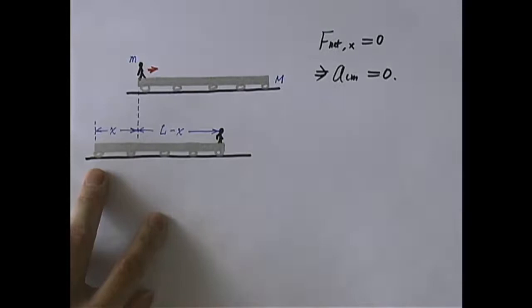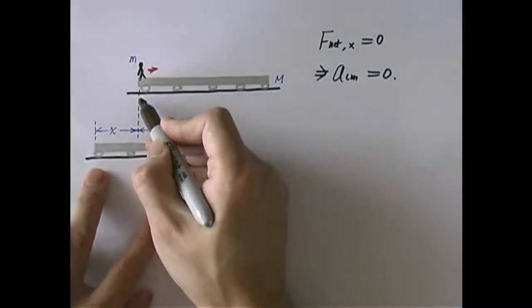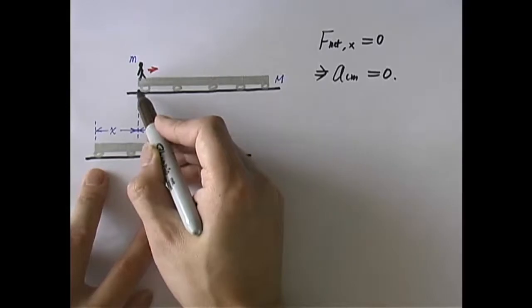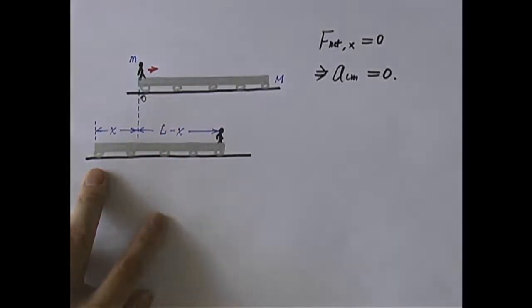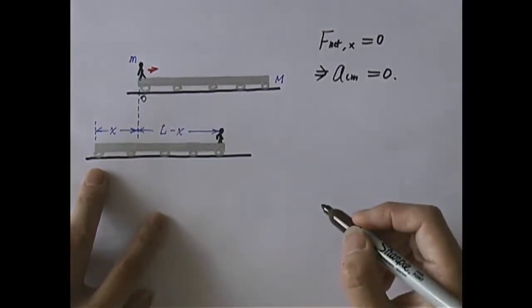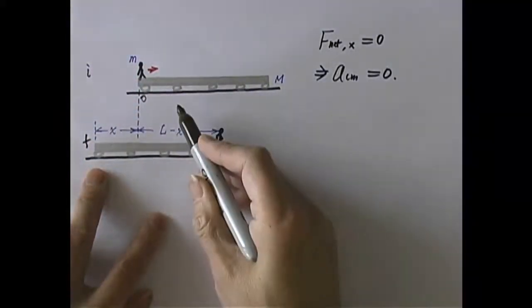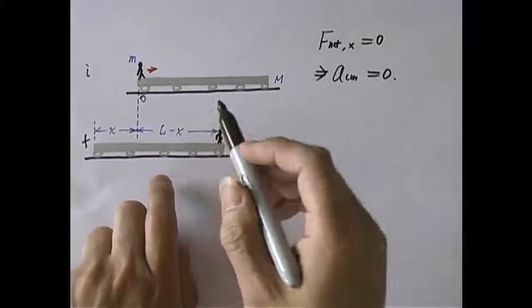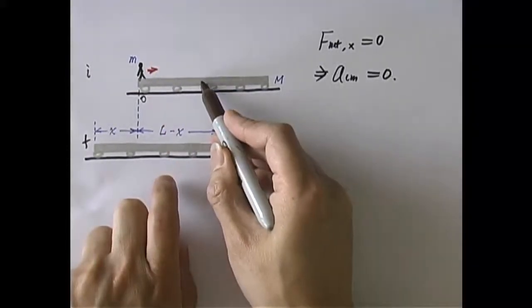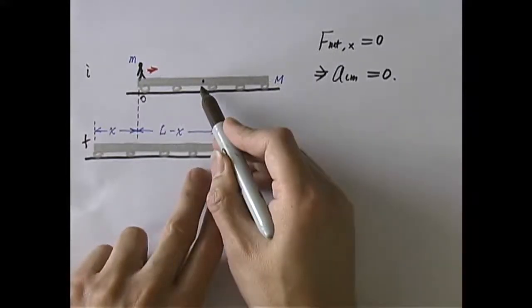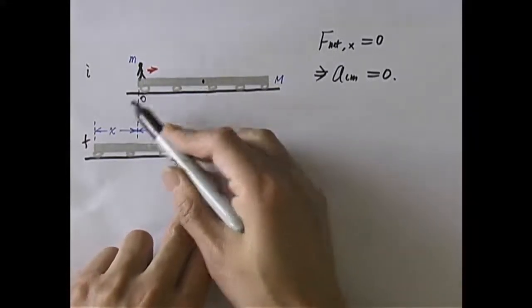That can allow us to figure out what x is. Let's do that. Let's choose a coordinate system with the origin here, at the initial position of the person, which is also the left end of the car. Where is the center of mass of this initial position? Here's initial and here's final. For the initial position, the system is made of two parts, the person and the flatbed car. Being uniform, the center of mass of the flatbed car will be right in the middle, half of L from the origin.